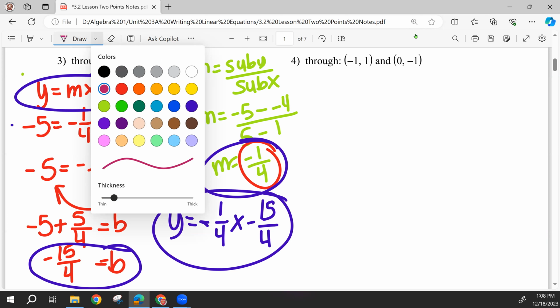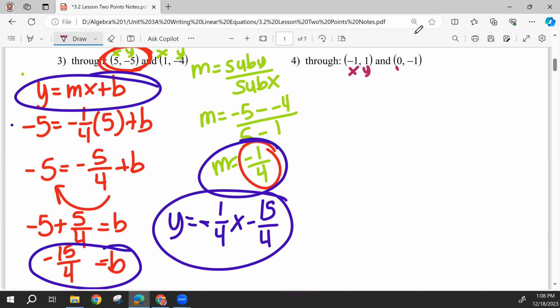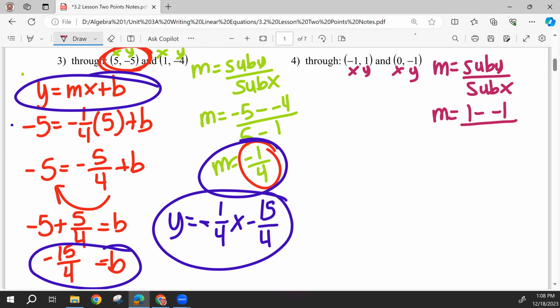And one more time for good measure, we are finding slope first, subtracting our y's, subtracting our x's. So on top, we get 1 minus -1. On the bottom, we get -1 minus 0. So on top, we get 2. On the bottom, we get -1. So we can just call this -2.